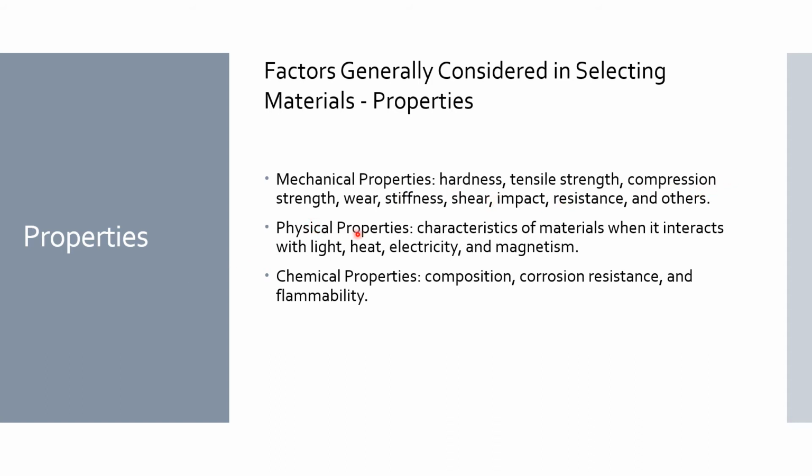Then physical properties: we think about the characteristics of materials when they interact with light, the natural phenomena, heat, electricity, and magnetism, because they're just out there in nature. Whatever you develop is made of materials, and these materials will definitely interact with the natural phenomena we have in this world. So we have to think about the physical properties. And then we think about the internal, the chemical properties: the composition, corrosion resistance, flammability, etc.